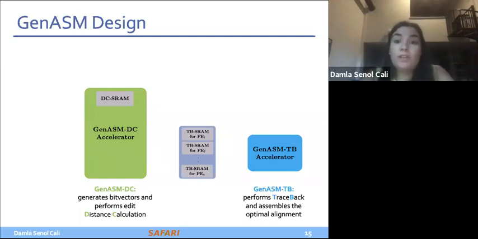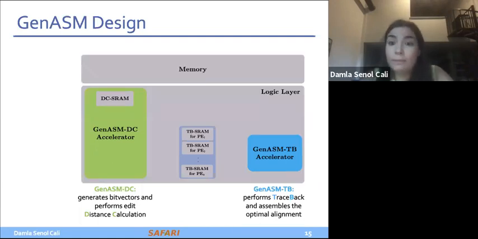However, in order to achieve high parallelism and low power consumption, we place both of our accelerators in the logic layer of the 3D stack memory. And that's why we achieve high parallelism and low power consumption. So let's look at the overall mechanism of GenASM.